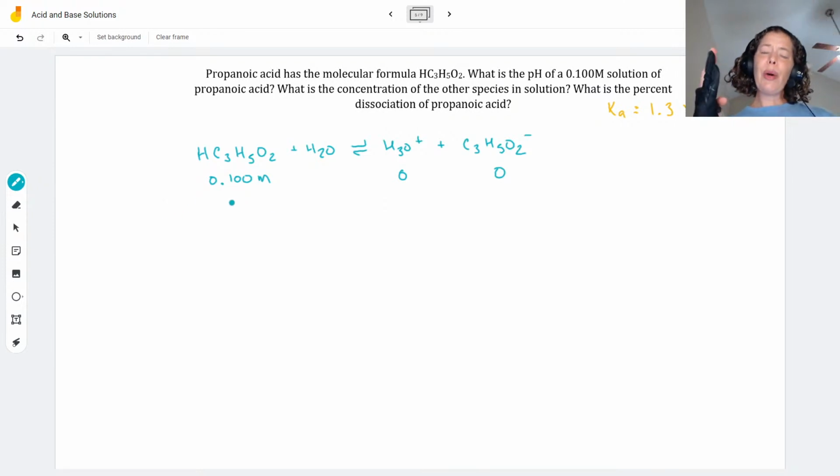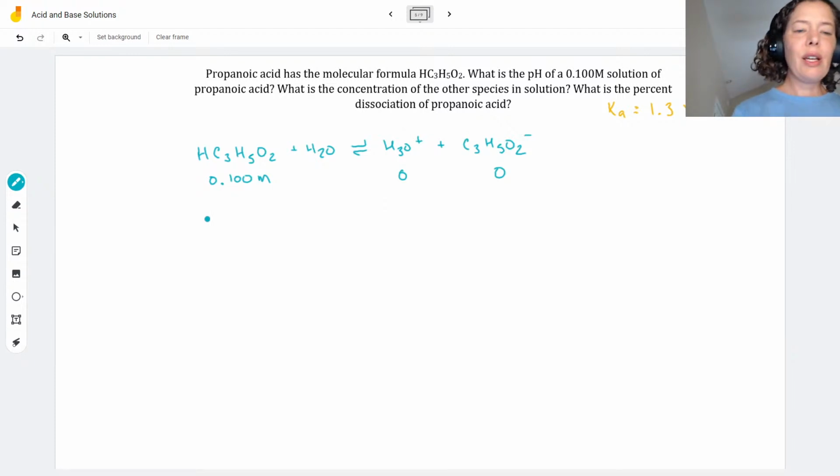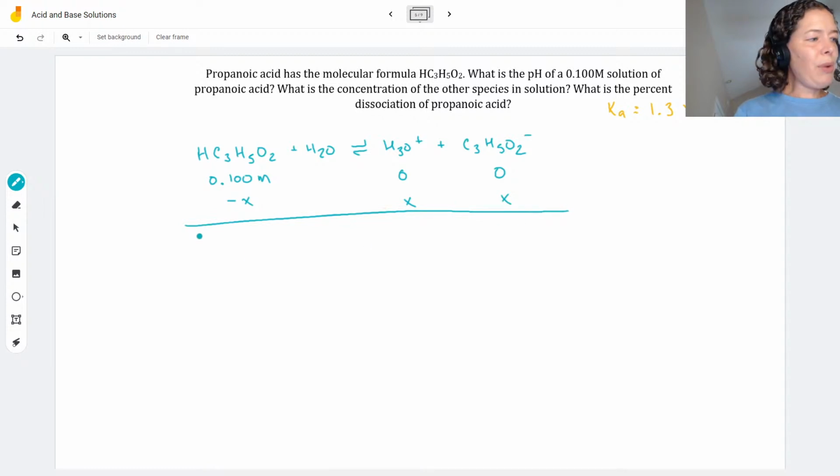Okay, so in terms of equilibrium here, this is definitely going to shift to the right because we have no products. So we are going to use up some amount of propanoic acid, and we are going to form some amount of both hydronium and our conjugate base. Now let's add up our columns. This is 0.1 minus x, this is x, and this is x.